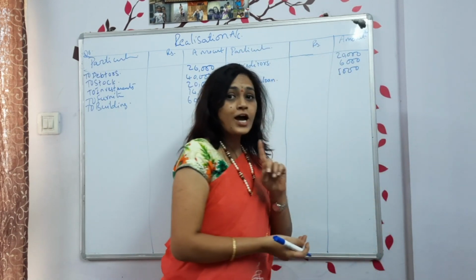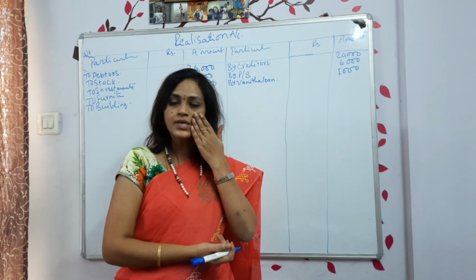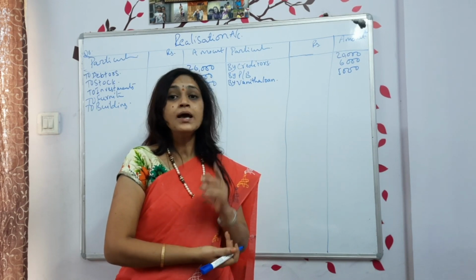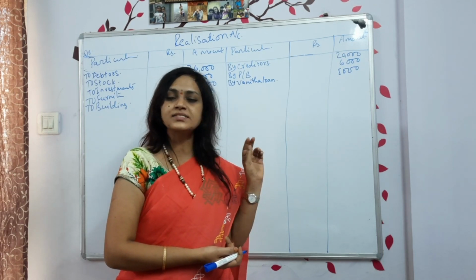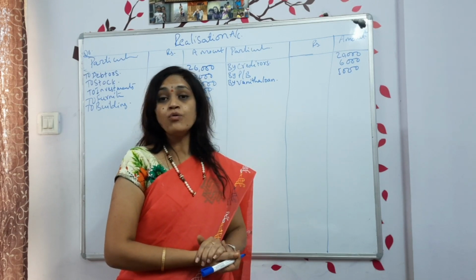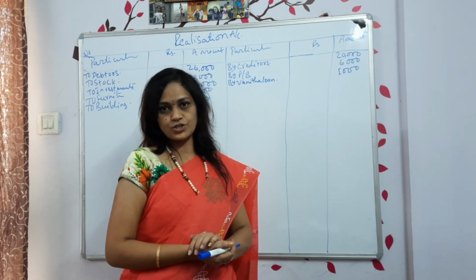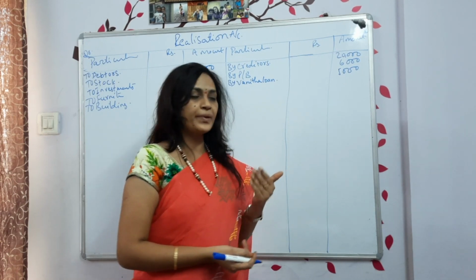Anita and Sunita were both partners. If their loan is there, we will show that in the cash account directly. But this is Vanita. She is not a partner, so she will be treated as just a liability. Now, how they realized the assets, we will check. How the assets were realized and how the liabilities were paid.